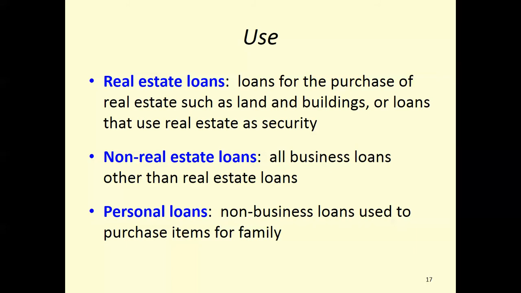Okay, we can classify loans by their use. A real estate loan is exactly what it says. It's a loan for the purchase of real estate, such as land and buildings, or loans that use real estate as security or collateral. Non real estate loans are all business loans other than real estate loans. Personal loans, non business loans used to purchase items for the family, would be a personal loan. Like a vehicle loan would be an example of a personal loan.